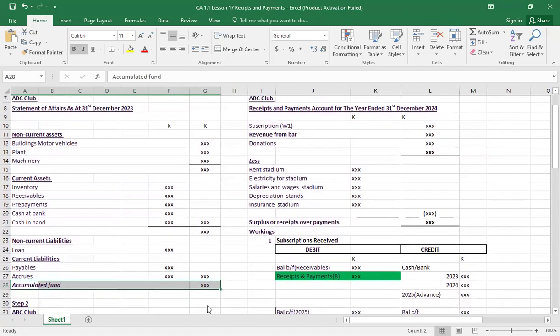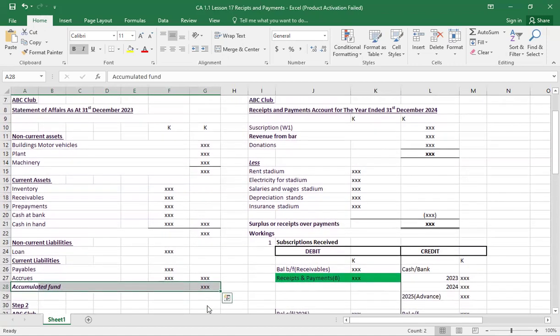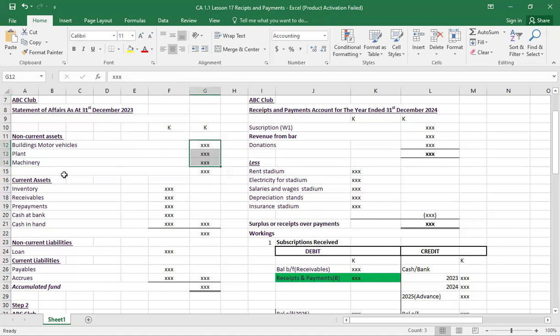So how do we calculate the accumulated fund? We know the accounting equation is assets equal to capital plus liabilities, right? So if we're trying to find capital, we just get the assets, we deduct the liabilities, and then the residue is going to be capital, the accumulated fund. So we get the non-current assets that we have at the beginning of the year. If you have got buildings, plants, machinery, and the likes, you include them as part of the non-current assets. And then if you've got any current assets, you've got inventory, receivables, prepayments, cash at bank, and cash in hand, you include them.